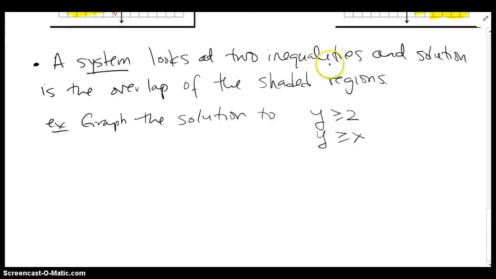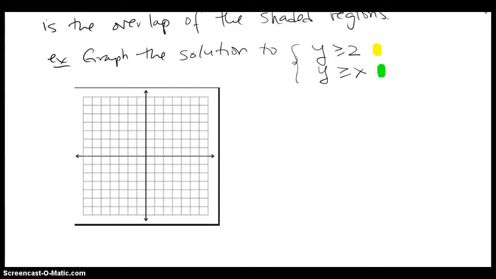Now when we look at a system, remember it includes two or more equations or inequalities. A system of inequalities for us includes two of them, and the solution will be wherever the shaded regions overlap. For example, it says graph the solution to y is greater than or equal to 2 and y is greater than or equal to x. So I have two things now to worry about and graph. So let's go and look at the first one. The first one is a special case. Think of it as y is equal to 2. It's a horizontal line, like the previous example.